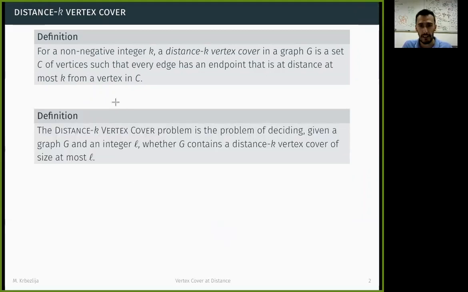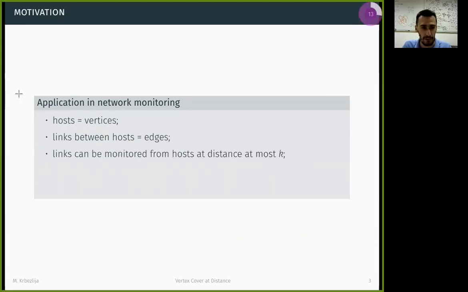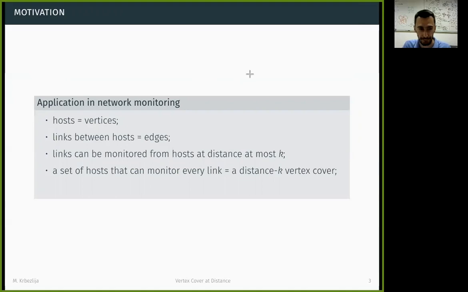Now that we have defined the distance k vertex cover, we can define the distance k vertex cover problem, which asks, given a graph G and an integer L, whether G contains a distance k vertex cover of size at most L. An application of the problem lies in the field of network monitoring, where, as usual, we have hosts, and the hosts are connected by links. And the links need to be monitored from hosts. However, a host can monitor only links at a certain distance. And if links can be monitored from hosts at a distance at most k, looking for a set of hosts that monitors every link is equivalent to looking for a distance k vertex cover.